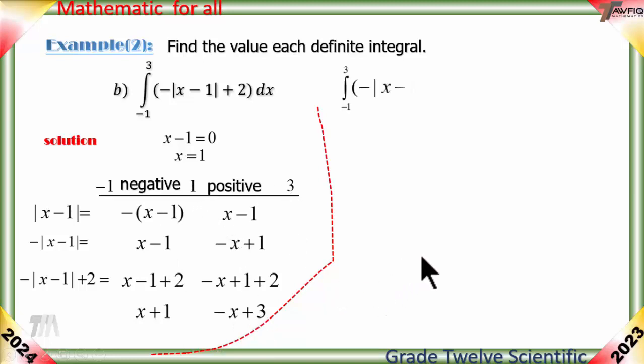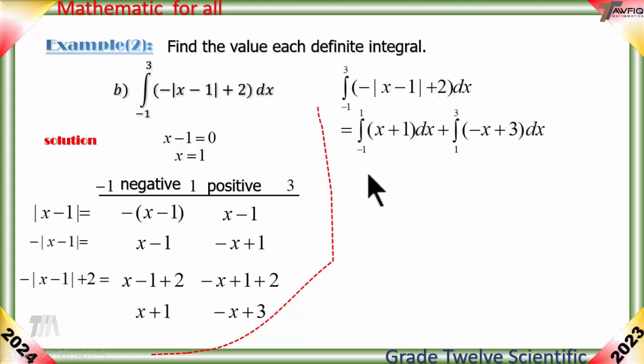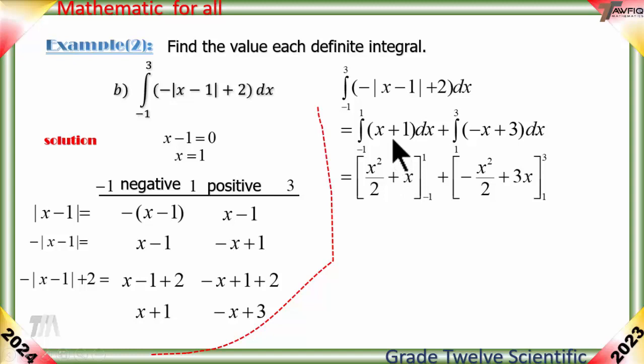So the integration from minus 1 to 3 of minus absolute value of x minus 1 plus 2 dx is equal to the integration from minus 1 to 1 where the function is x plus 1 dx, plus from 1 to 3 where the function is minus x plus 3. And now by taking integration, the antiderivative of x plus 1 is x squared over 2 plus x.